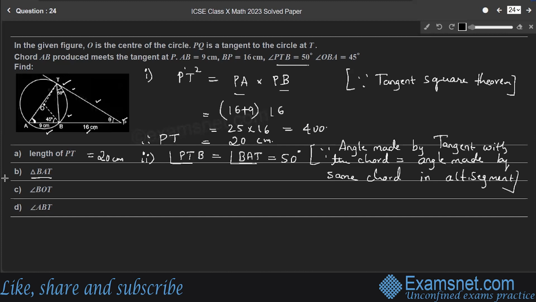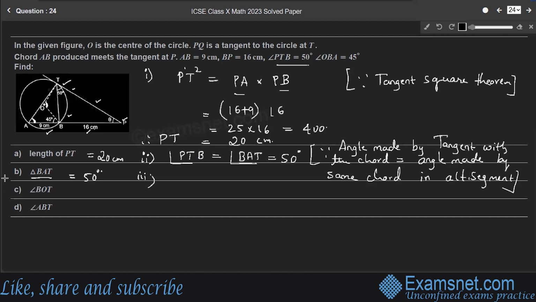Therefore, angle BAT is equal to 50 degrees. So come to the third question, to find angle BOT. So BOT, this angle. Before going to BOT, let us consider OTB. Here, the tangent makes a right angle with the radius of the circle. We all know that.